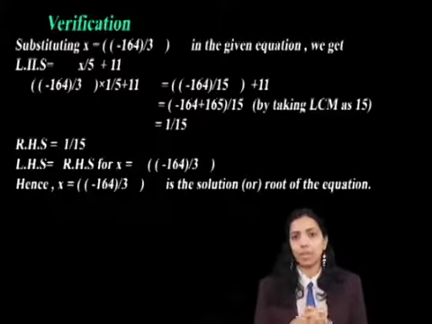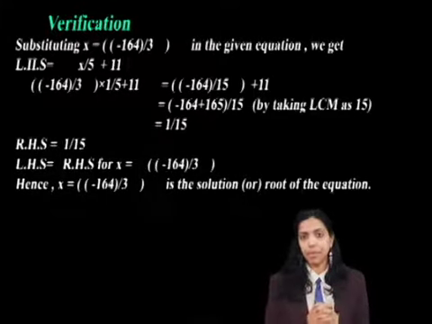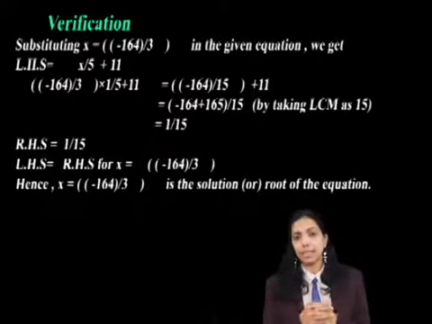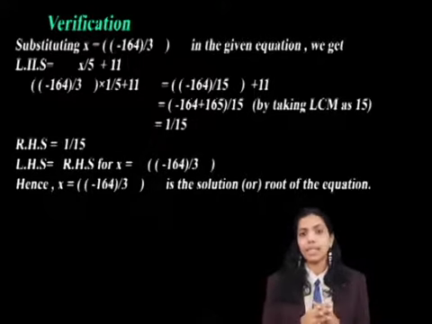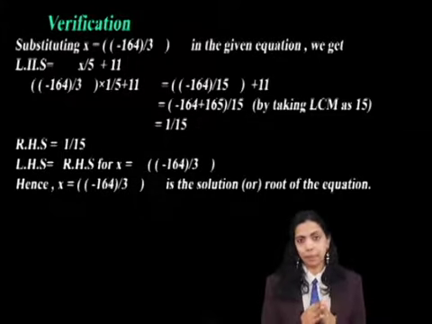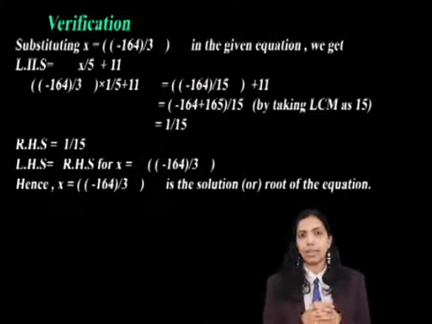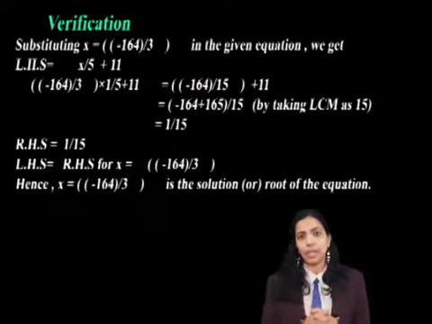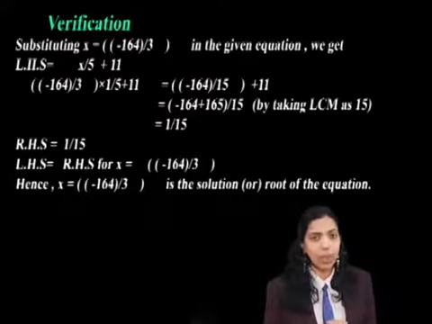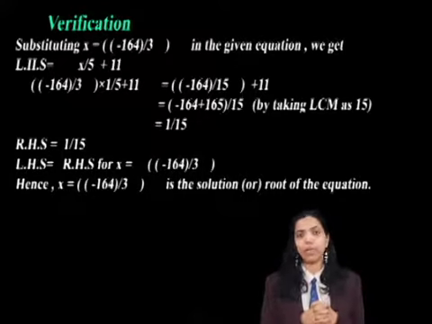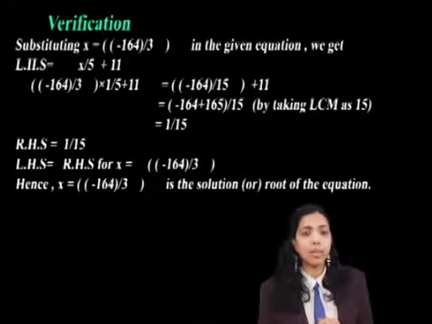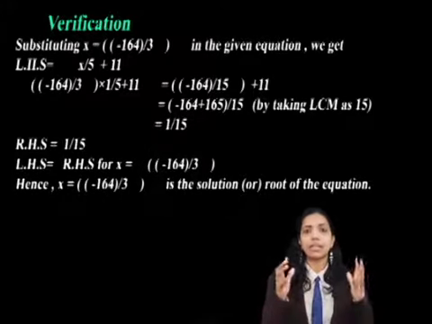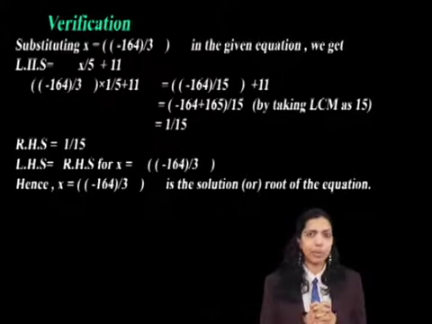Here also we have to take the LCM since these are unlike fractions. So we make the LCM 15: minus 164 plus 165, the whole divided by 15, since the LCM is 15. We get the answer as 1 by 15. The right hand side is also 1 by 15. So the left hand side and the right hand side are equal for the value of x equals minus 164 by 3. Hence we can say x equals minus 164 by 3 is the solution or root of the equation.